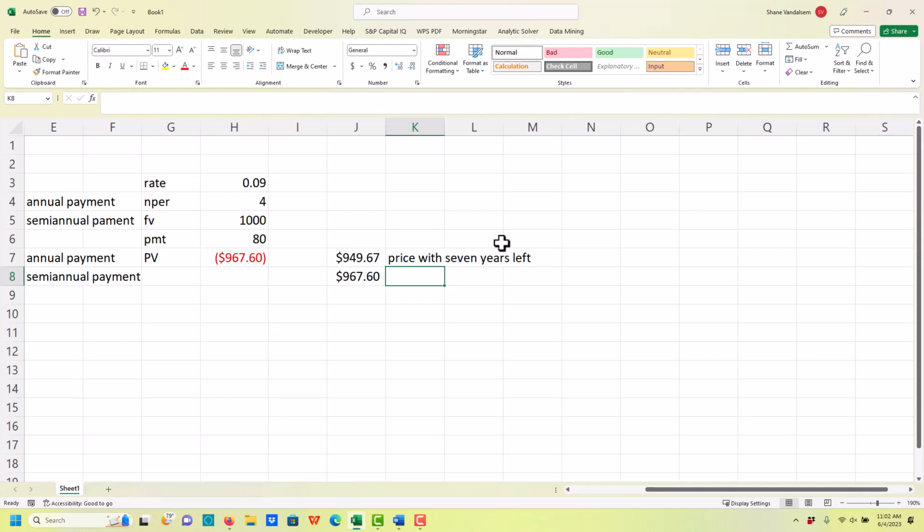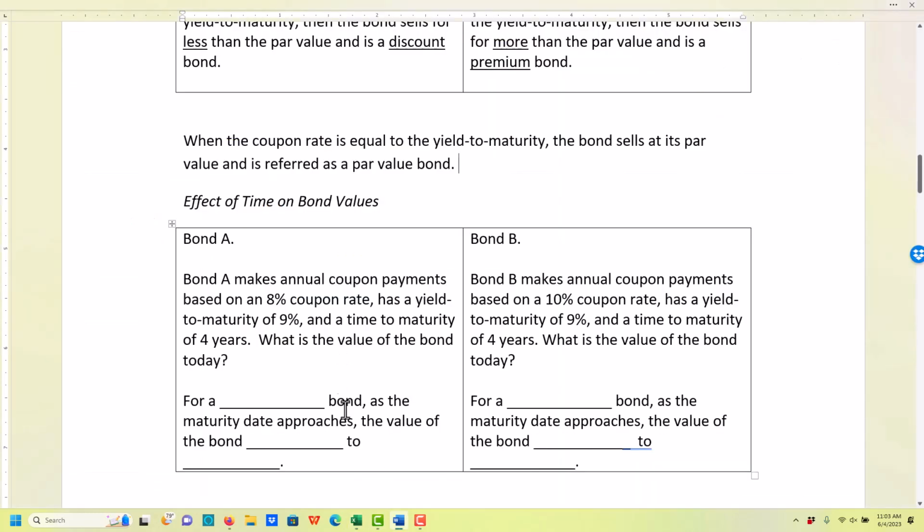So what happens with a discount bond is, as we get closer and closer to the time to maturity, the value, or the price, of that bond increases to $1,000. So our answer to that question, what is the value of that bond today, is $967.60. For a discount bond, as the maturity date approaches, the value of the bond increases to the par value.